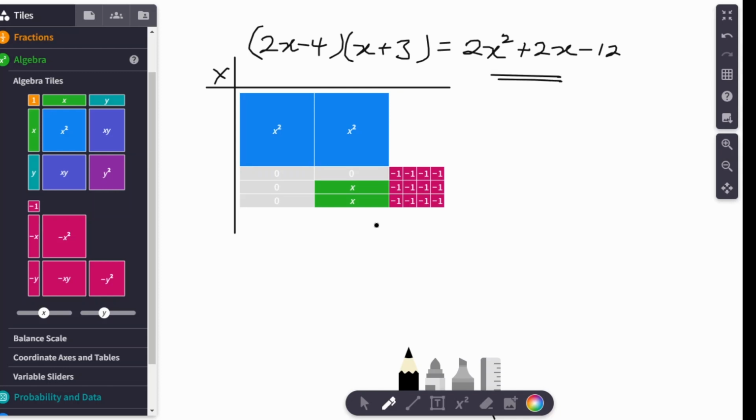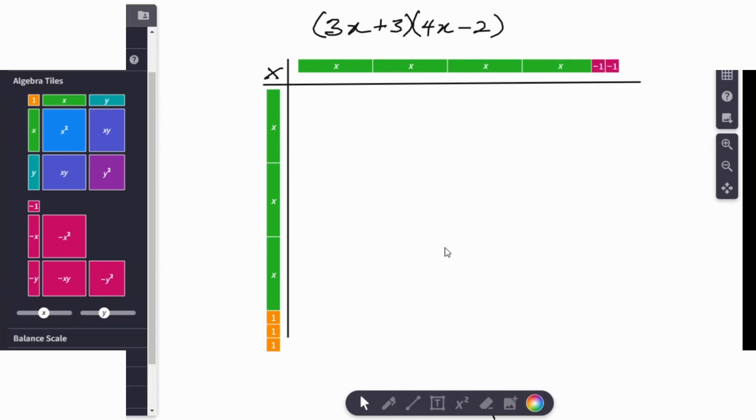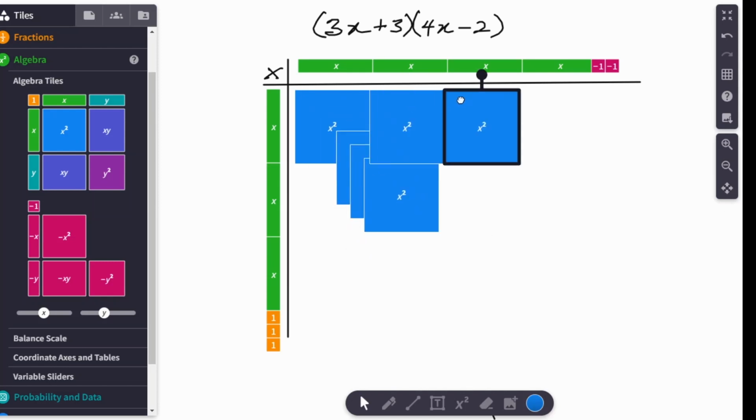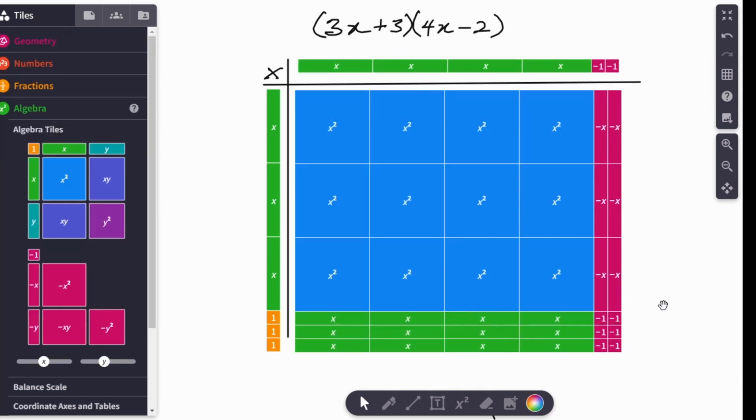Let's try another one. We have 3x plus 3 multiplying 4x minus 2. We go ahead and model that quickly. There we have it. 3x plus 3, then 4x minus 2. Let's model the multiplication quickly. Alright, so here we have it. The bigger the numbers, the larger our diagram is going to be.